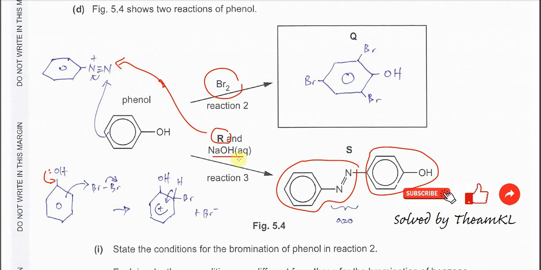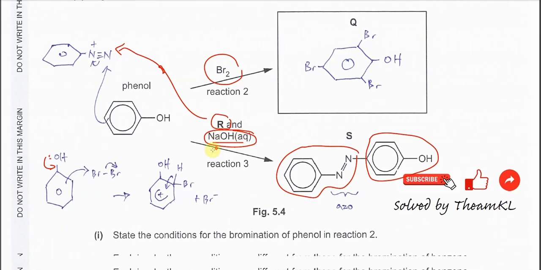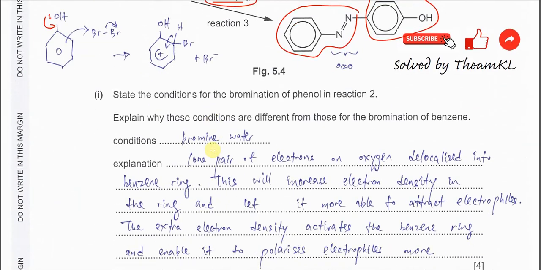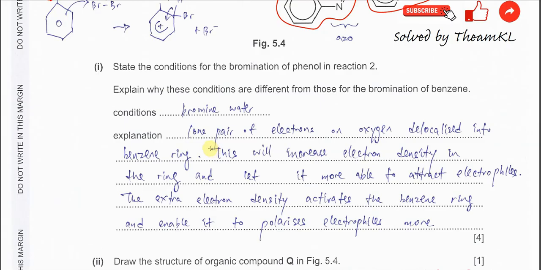And of course the reaction, this we call a coupling reaction. It needs to use the sodium hydroxide for the reaction. Okay, so now part 1 is what I told you just now for reaction 2. Explain why these conditions are different from those of the bromination of benzene.